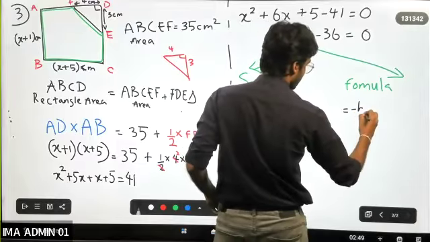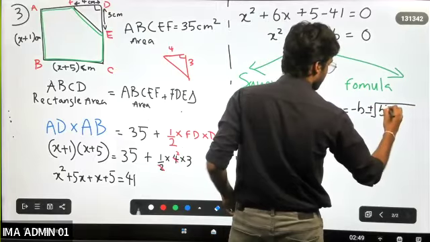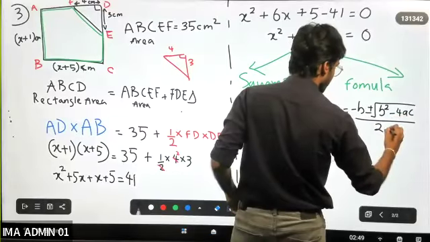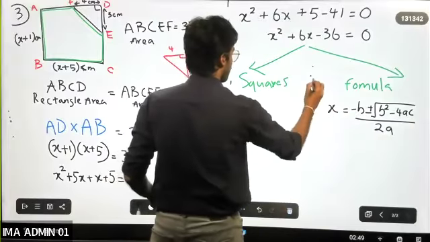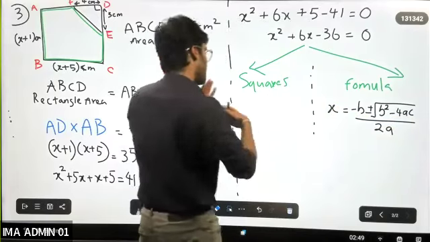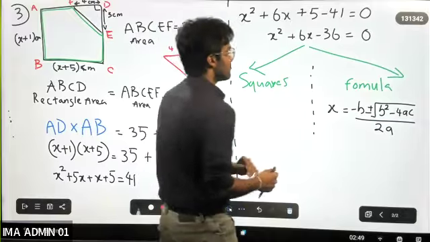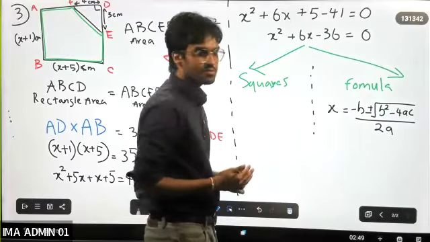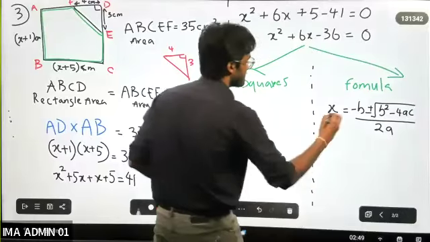Right? First, I will write down the formula. Minus b plus minus square root b squared minus 4ac divided by 2a is equal to x. This is the formula, right? And the squares method, there is a specific method you have to follow, right? I will teach you that as well. So you could go for an answer either of the ways, right? Doesn't matter which format you follow. This formula, I will explain a bit more on this.